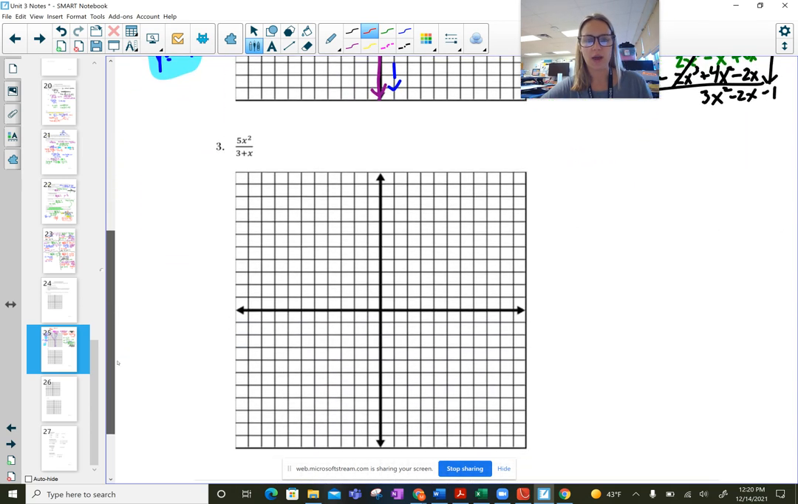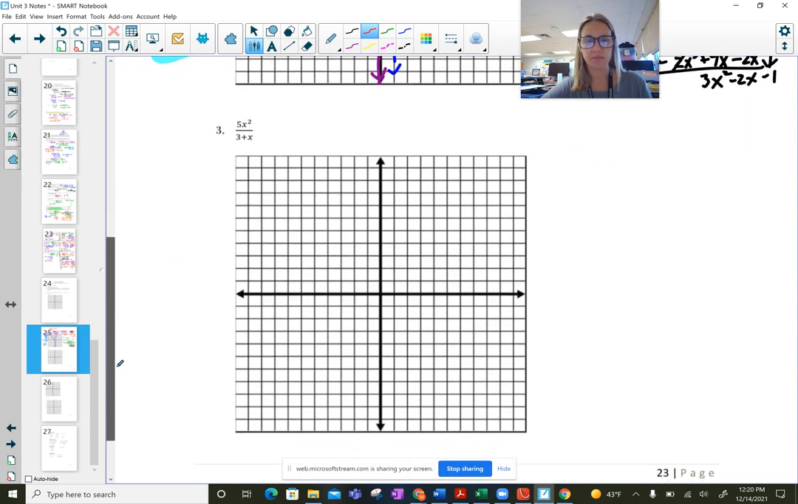Okay, my loves. So now we're going to try number 3. So number 3, and this is the last one for today. We'll do the other 2 tomorrow. So same steps: intercepts, holes, asymptotes.